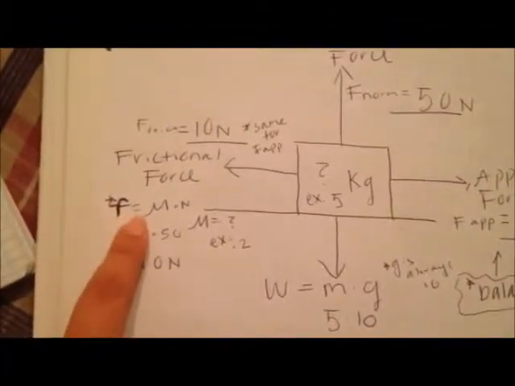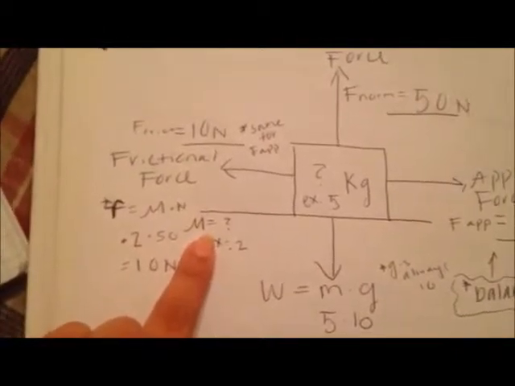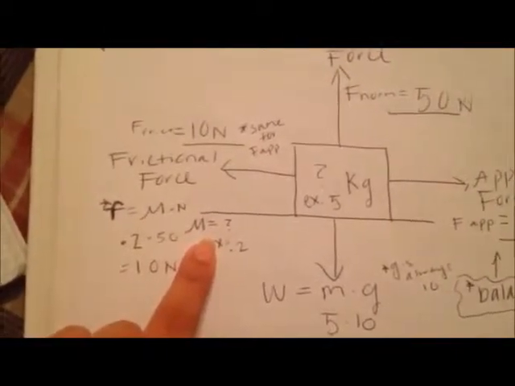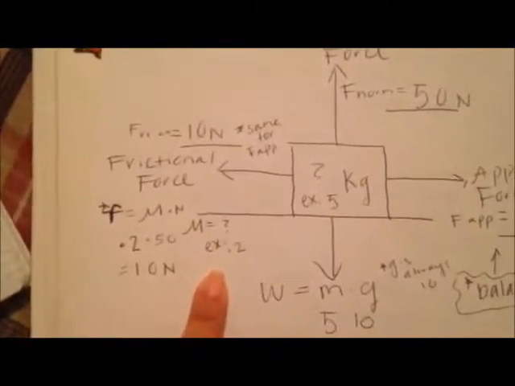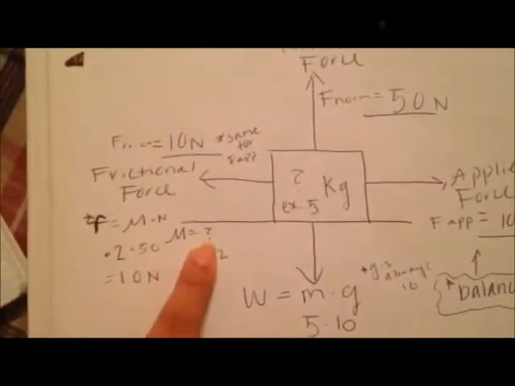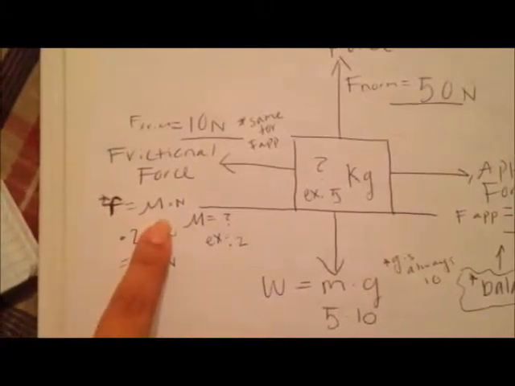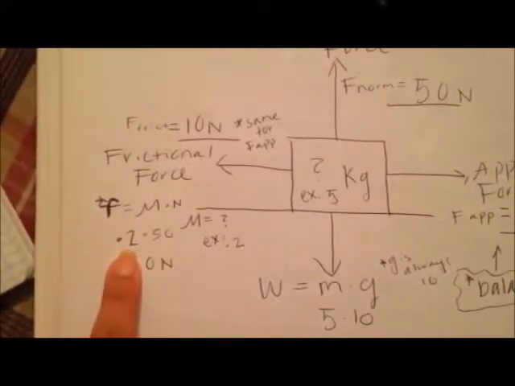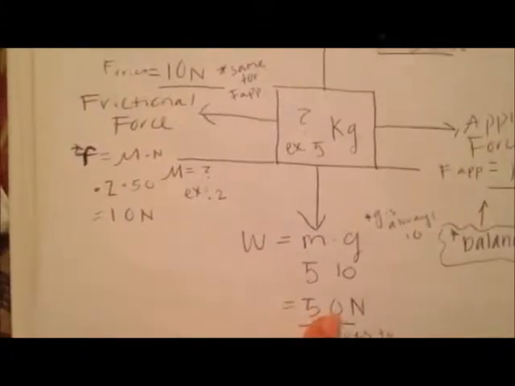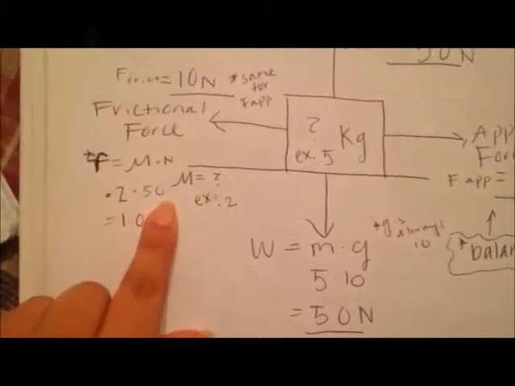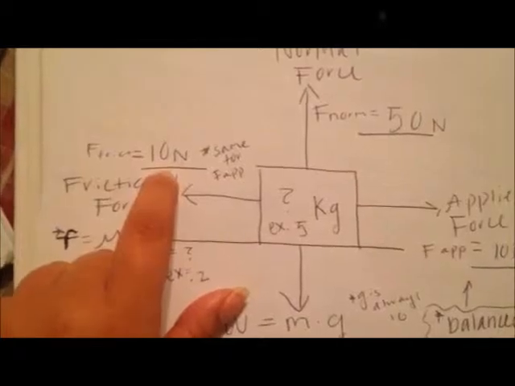So little f is going to equal mu times newtons. Mu is mostly always going to be given, but there are times when it won't be. In this case, it's going to be given because we're starting off with simpler problems. So mu is given, for example, 0.2, and then times the normal force, which is given here, 50. So 0.2 times 50 is going to be 10 newtons, and then 10 newtons here.